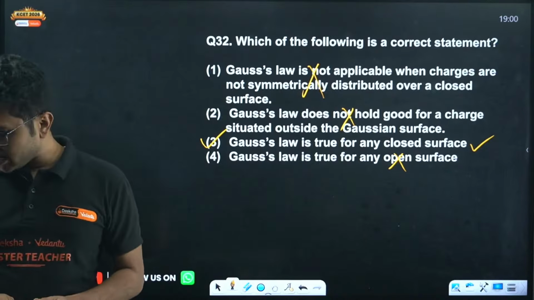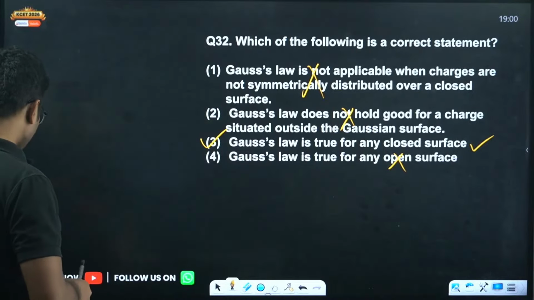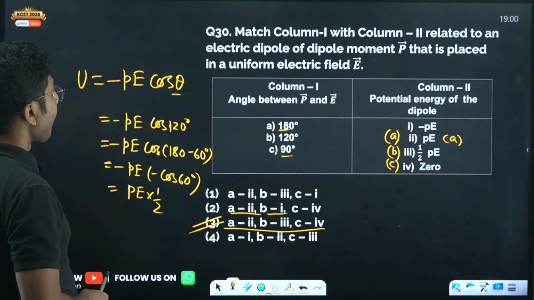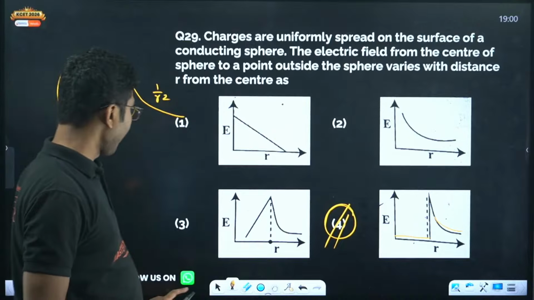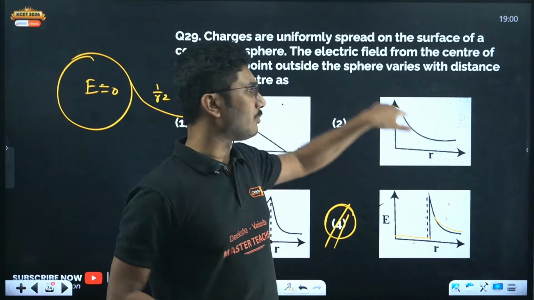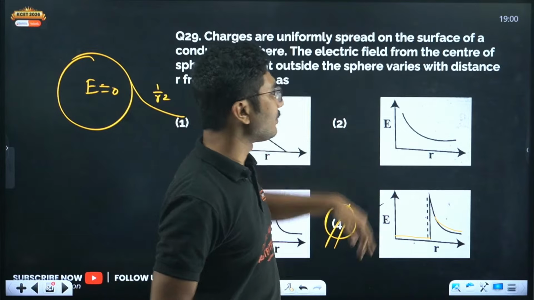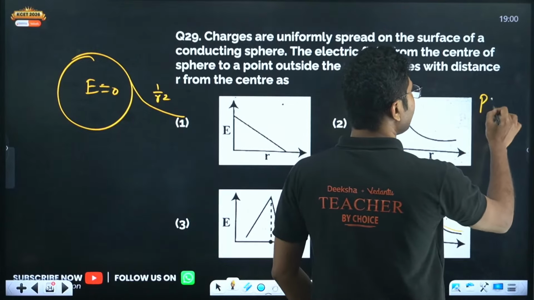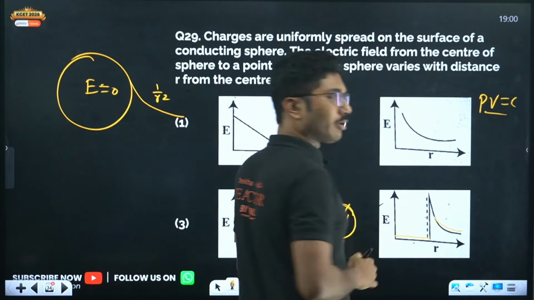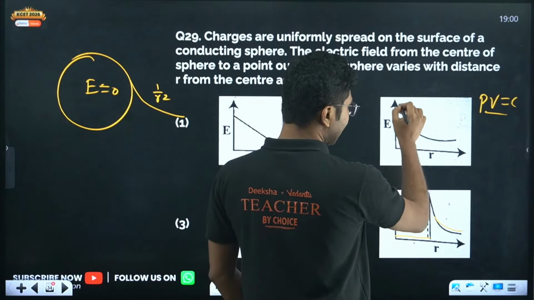Question 29, why is the second option not correct? Which one? This one. This one is just a rectangular hyperbola. This is not a 1 upon r graph. This is a rectangular hyperbola. So if it is like a PV is equal to constant graph, this is the correct pattern. Okay, here you will see that this graph is not clear.